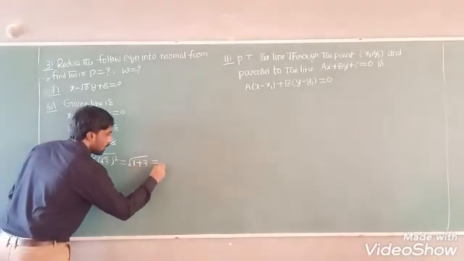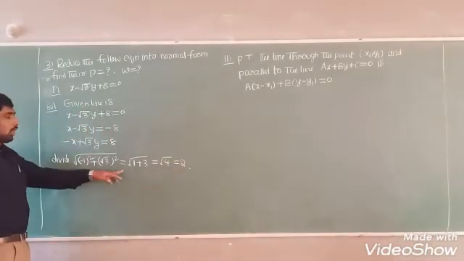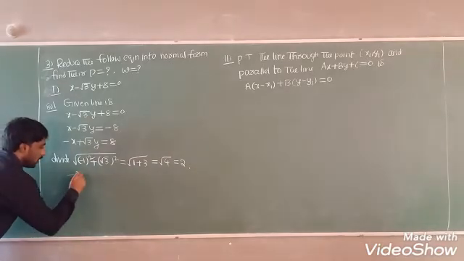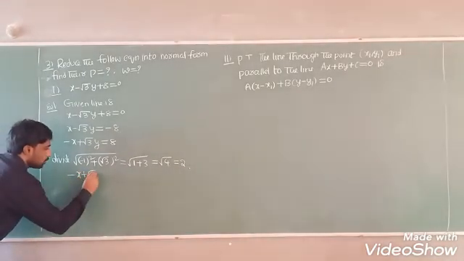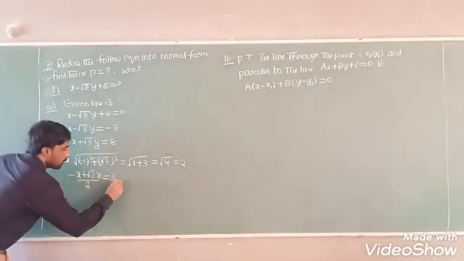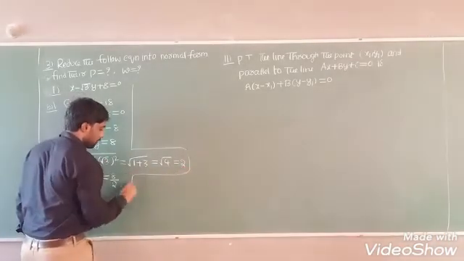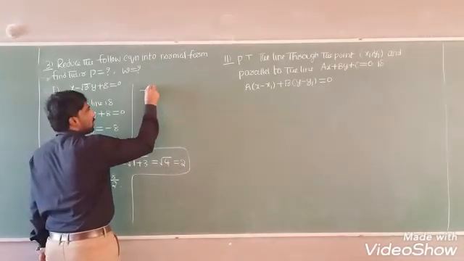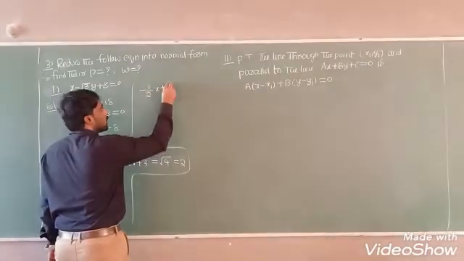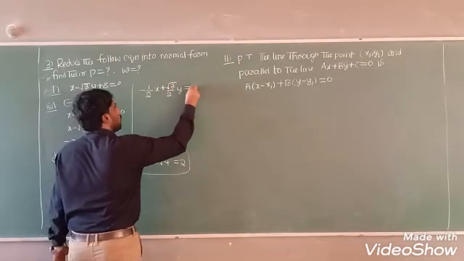So this is the square root of 4, and this value is 2. With this value I have to divide on both sides. If I divide, I get minus x plus root 3y by 2 equal to 8 by 2. If I simplify, I get minus 1 by 2 into x plus root 3 by 2 into y equal to 4.